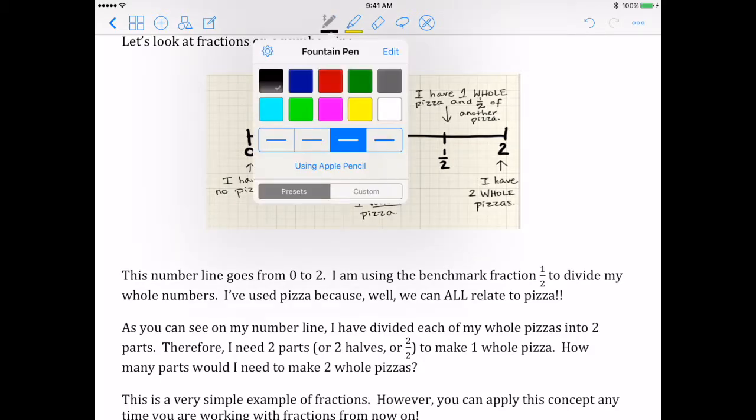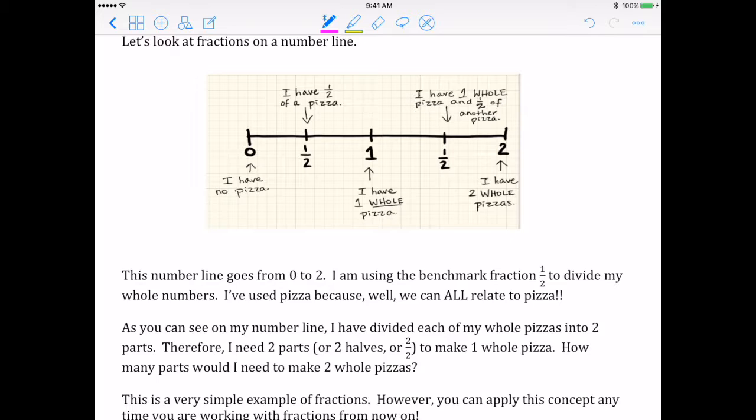So if we stop and take a look at this, let's get some colors here. So here, from 0 to 1, this is one whole pizza. And as you can see right down here, I've said I have one whole pizza at this point. Then, if you go back over here, let's change our color again. From 1 to 2 makes another whole pizza. So, here you can see at the end of my number line, I now have 2 whole pizzas.